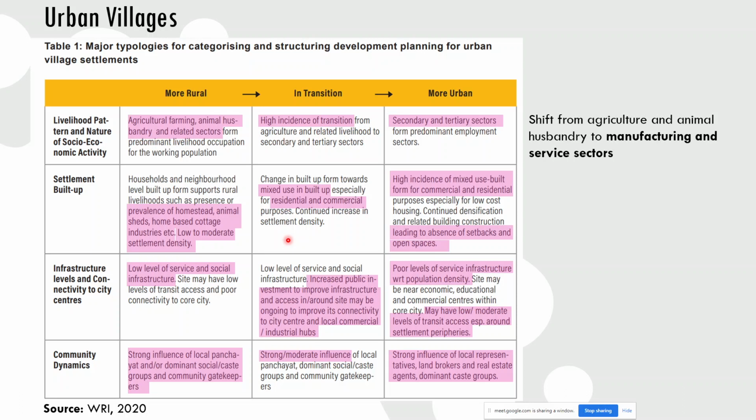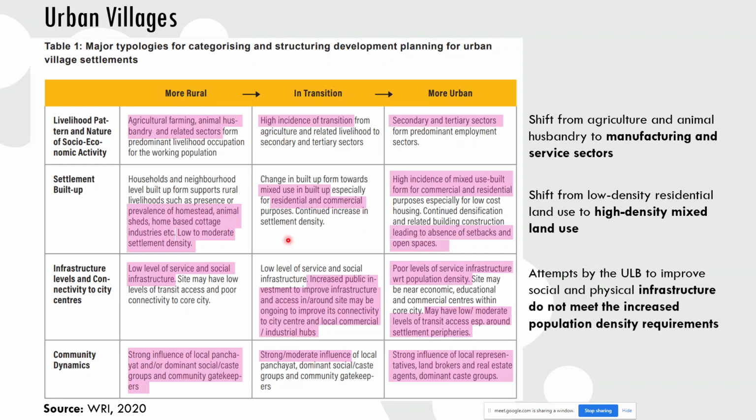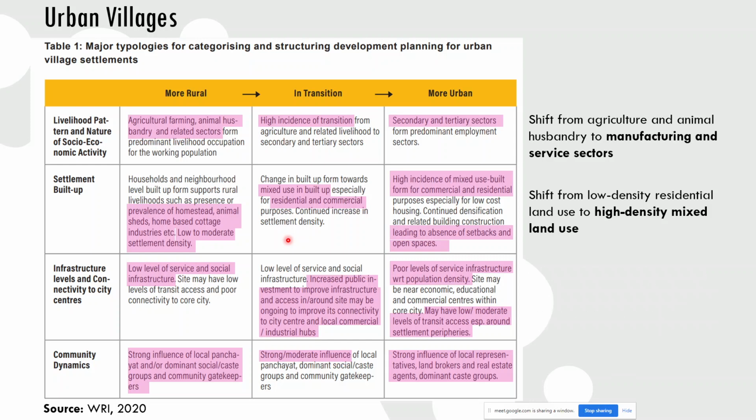Livelihood: there is a shift from agriculture and animal husbandry to manufacturing and service sectors. Settlement built-up: earlier, when it was a rural area, there was low-density residential land use. Now the urban village will have high-density mixed land use. Again, if you remember, this high-density mixed land use might also have very limited adherence to the actual development control regulations. It can also cause haphazard development.